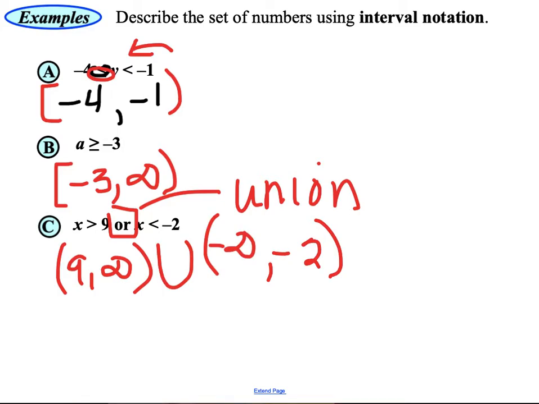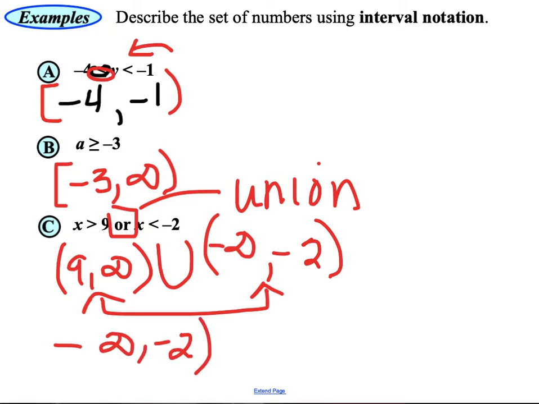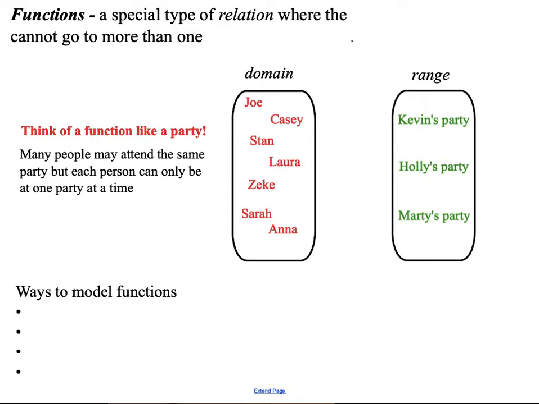Now the one thing I want to mention on this problem is that these two things are in the wrong order. 9 to infinity is the right end of the line, whereas negative infinity to -2 is the left side, so we really should flip those around for it to make sense. And then 9 to infinity. If we want to be proper about the mathematics of that, we should write it that way.